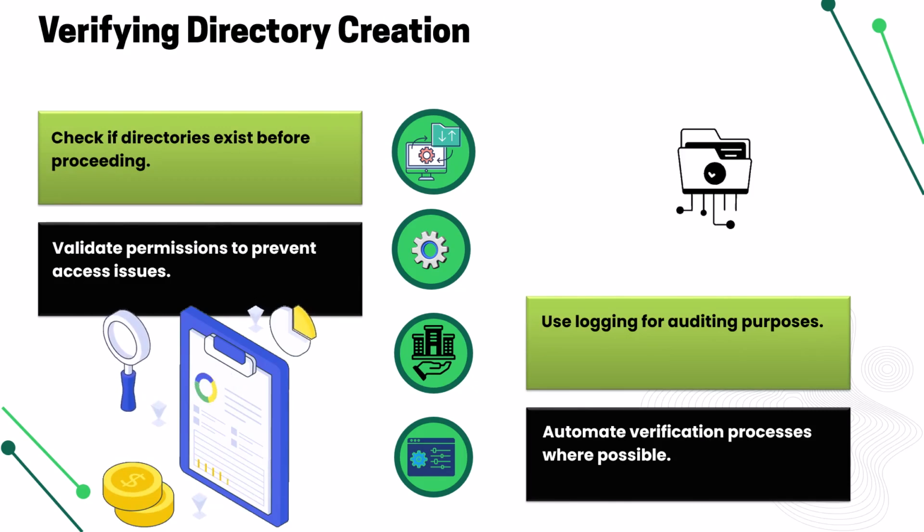Did your directories really get created? Don't assume, double check. Validating permissions ensures you don't hit errors later. Logging keeps everything transparent, and automation makes verification effortless. Because let's be honest, who enjoys manually checking directories?